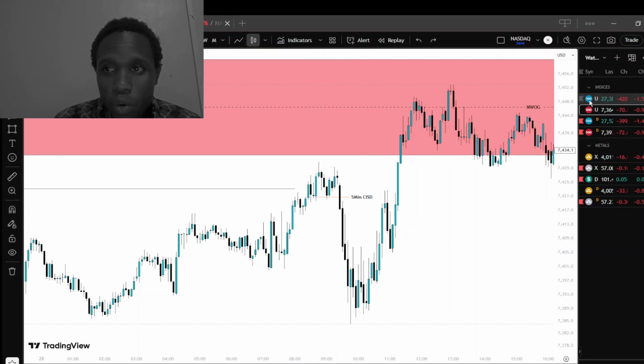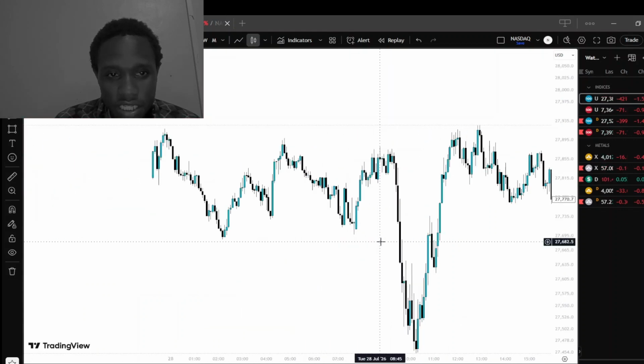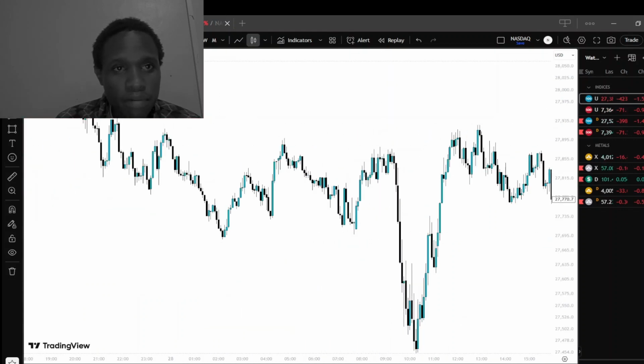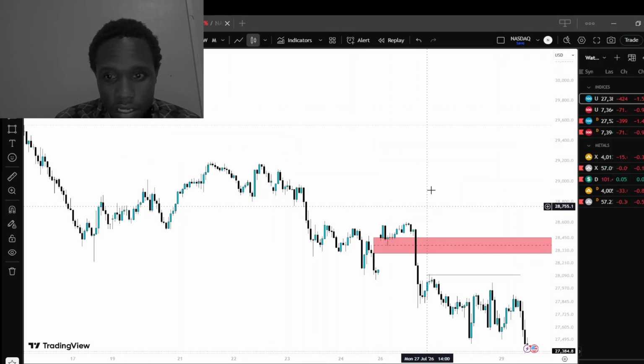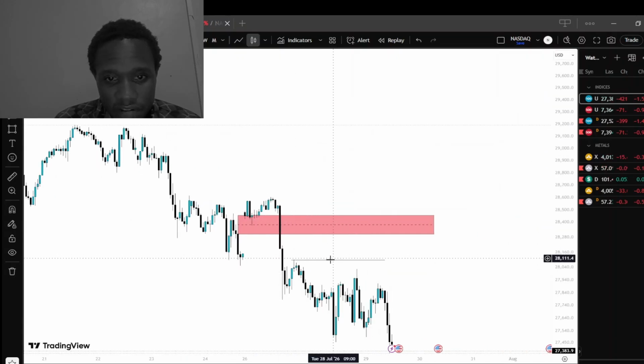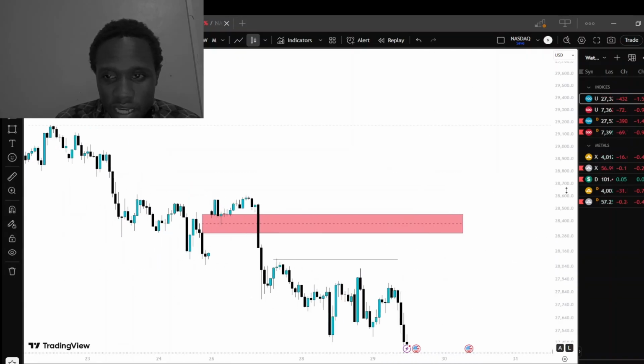And also, when I looked at US 100, which had formed the SMT, because we did not sweep the previous day high on Nasdaq. All right, so this is the previous day high that we marked here at 28100. So you will notice that we never swept that.